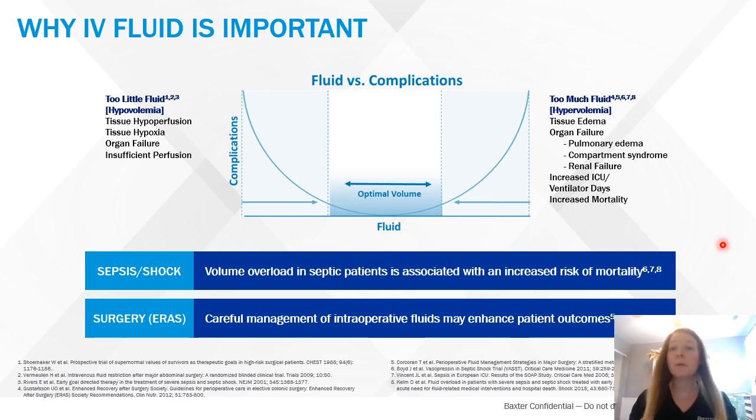We start seeing pulmonary edema. We can start seeing compartment syndrome, renal failure. We need to start understanding that the fluids we give cause the same complications as if we didn't give them at all. So research is showing that it's very, very important to stay in this optimal volume range, especially when it comes to our patient outcomes and mortality rates. Now, the two major areas that we normally talk about are your septic shock patients and your surgical patients. However, for this talk, I'm only going to talk about our sepsis patients.